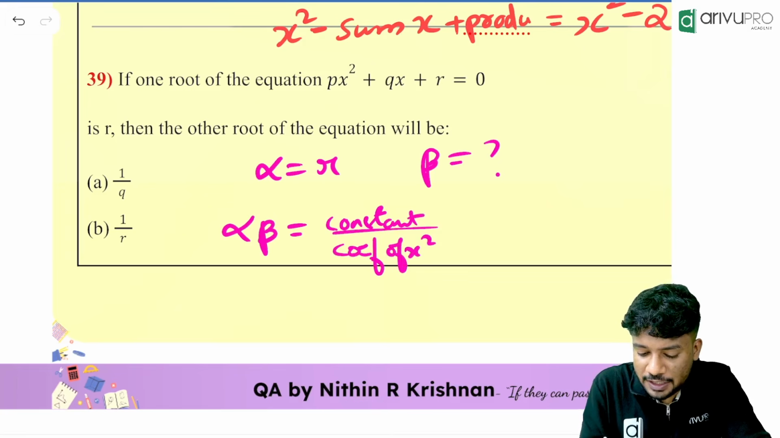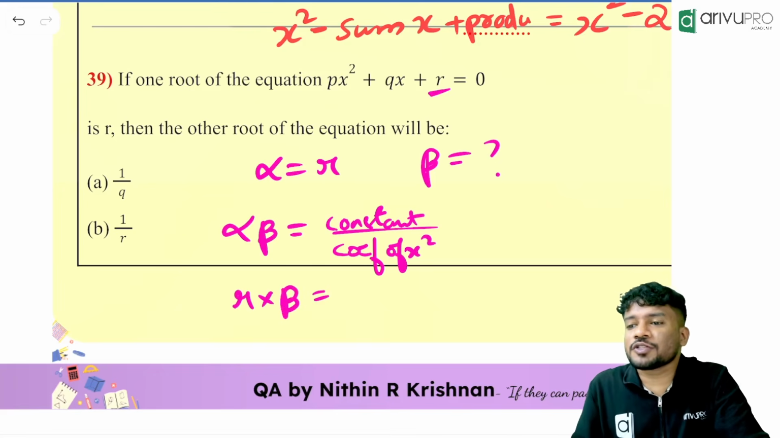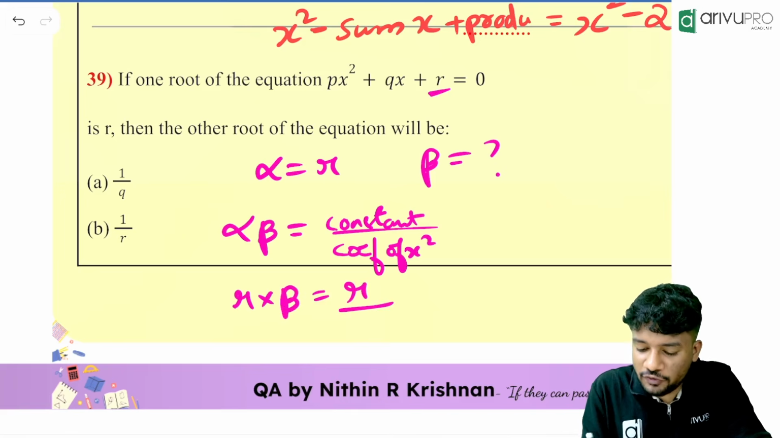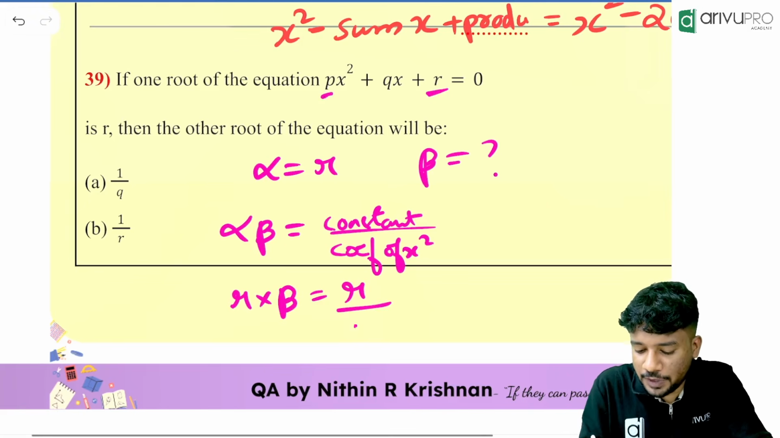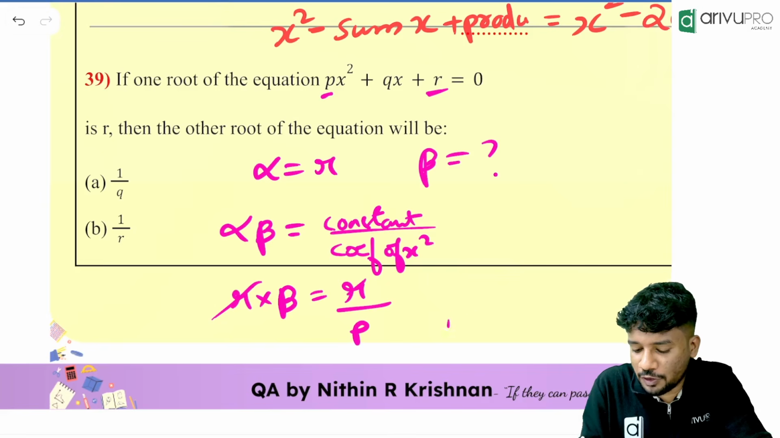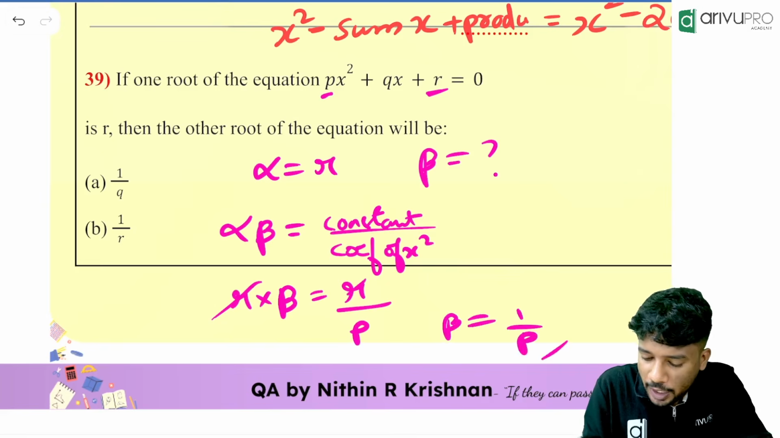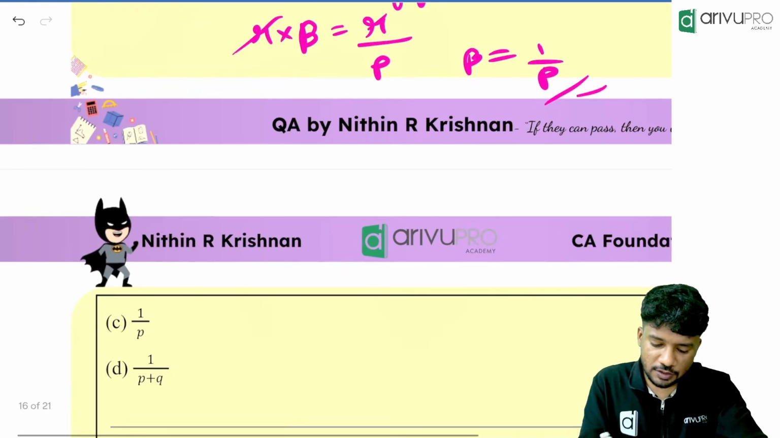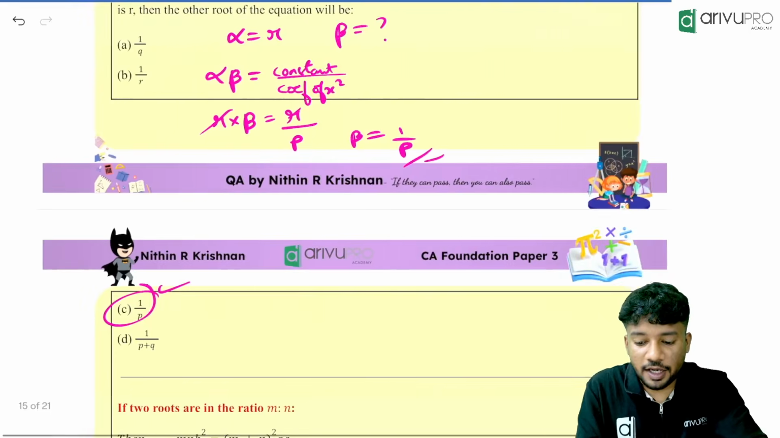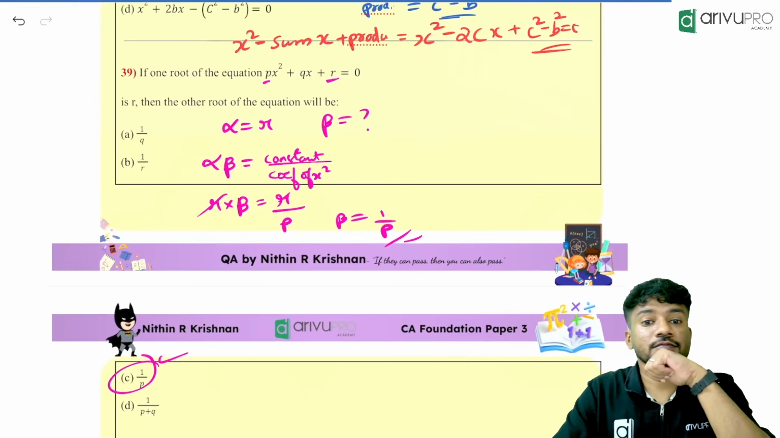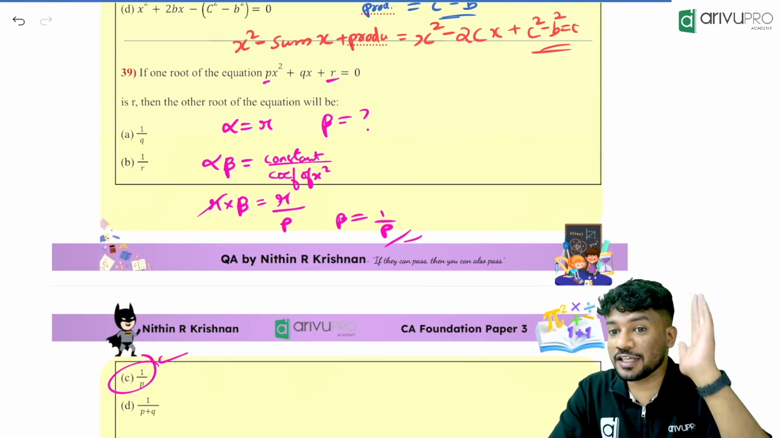So for alpha beta, r is alpha, and we need to find beta. The constant term is r over here. The coefficient of x square is p. Looking at that, beta is equal to 1 by p, which is the answer. Option C is your answer. I hope that you understood this. Very different question, very easy answer.